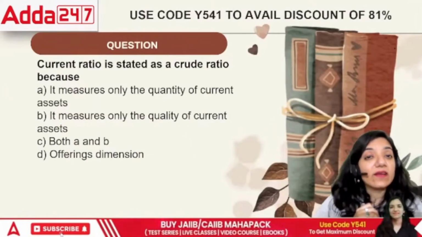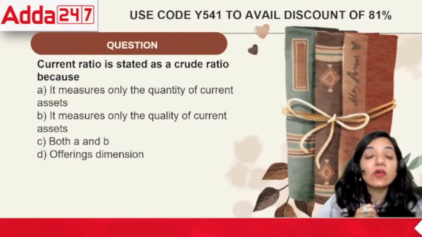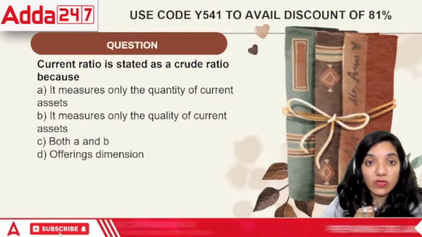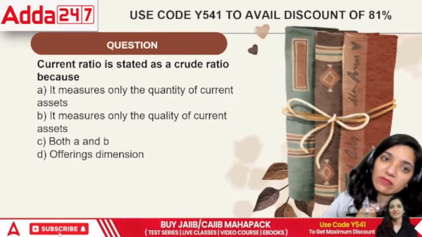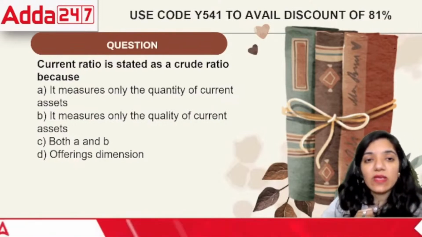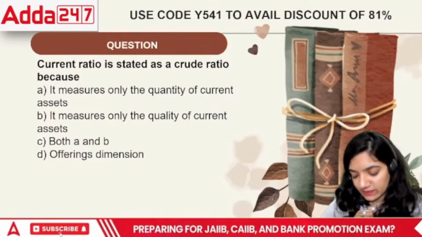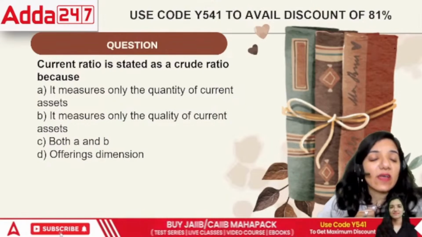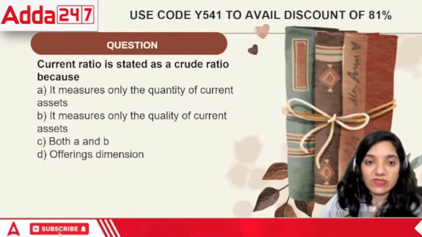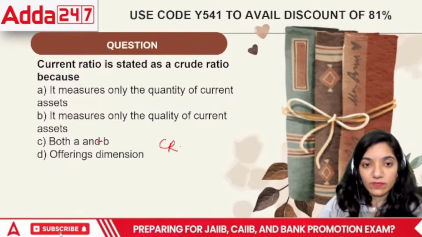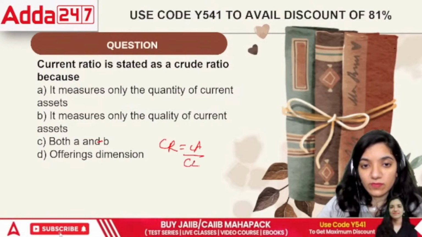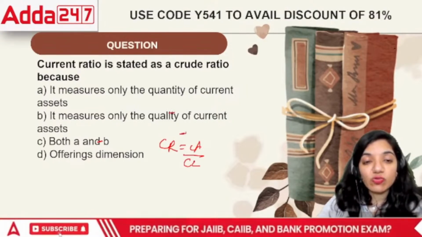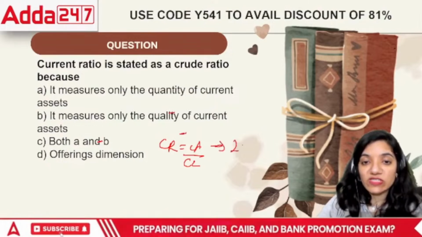Next point, the current ratio is stated as a crude ratio, because why do we specify the current ratio to be a crude ratio? It measures only the quantity of current assets, it measures only the quality, both A and B, or none of the above. The formula for current ratio is basically CA upon CL. The ideal ratio is basically 2:1. In terms of books, it's 2:1.